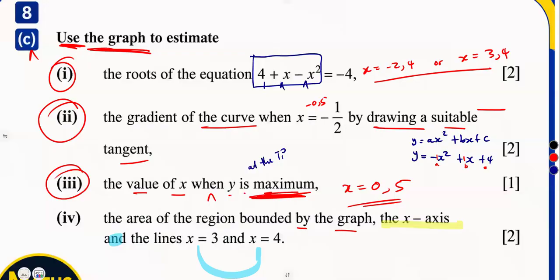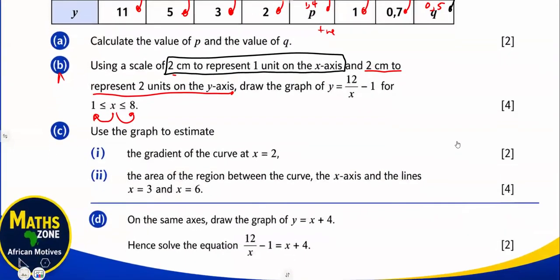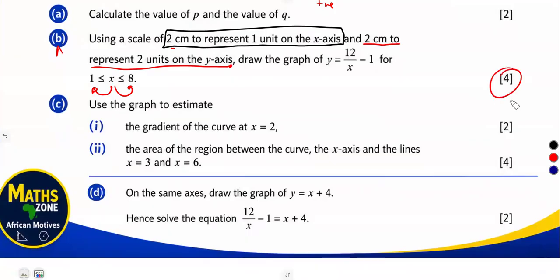Okay, then let us move on to another part. Here, what happened? That is it. 4 marks. It was just simple. Then C, use the graph to find this. This was just supposed to be 2 marks, 2 marks here. So yeah, it can make sense.